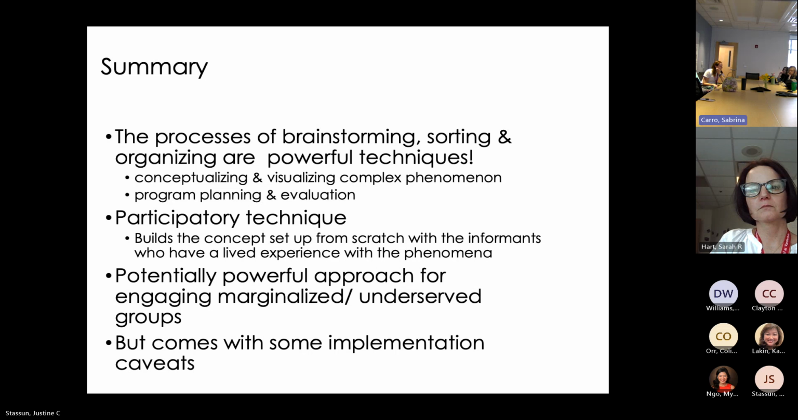Are there certain topics or things that concept mapping really doesn't work for? It sounds like it's really good for program development and new concepts, or these kinds of phenomena that haven't really been talked about with stakeholders or those with lived experience. But are there things that you would recommend staying with something else for, where this methodology doesn't fit?